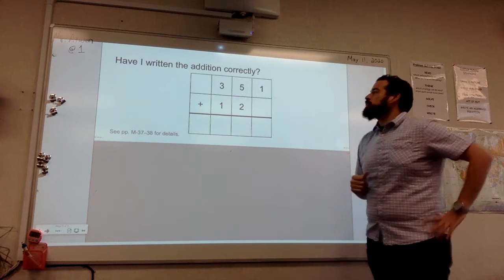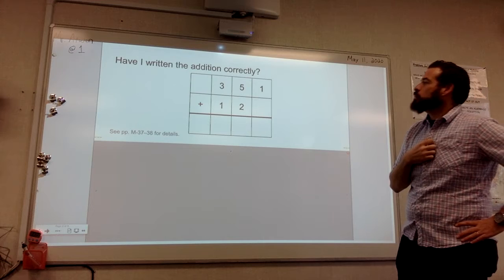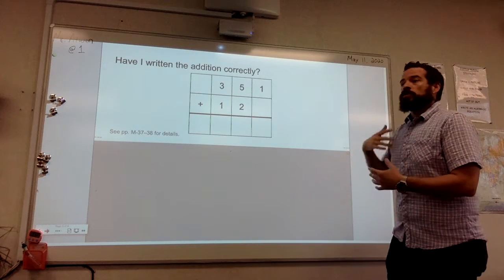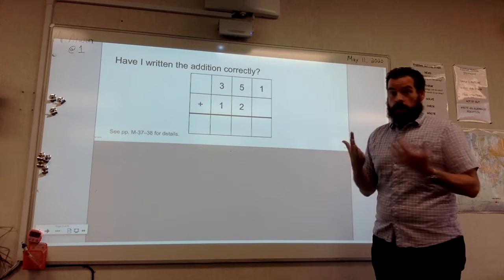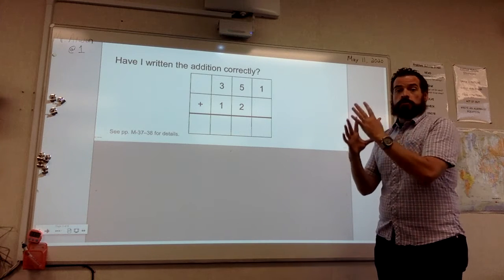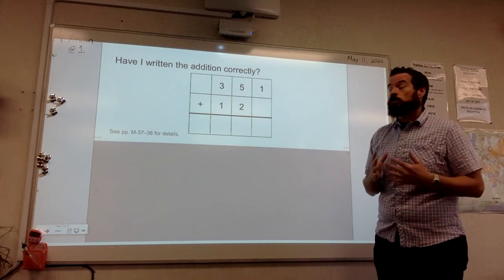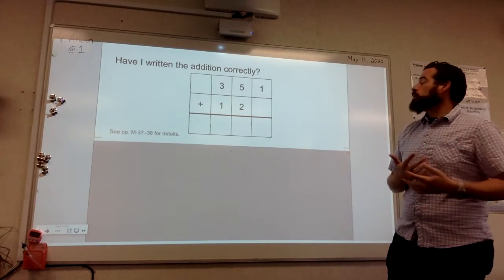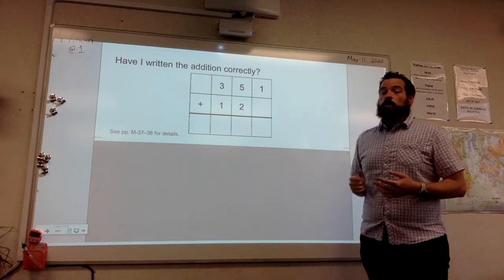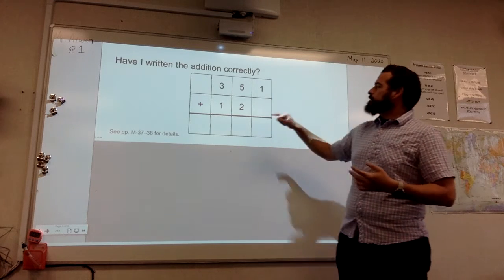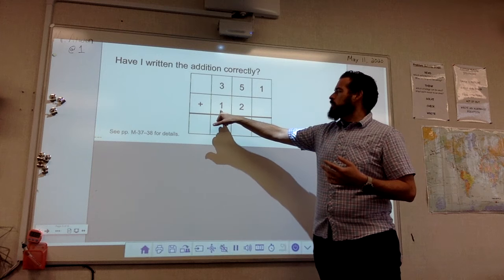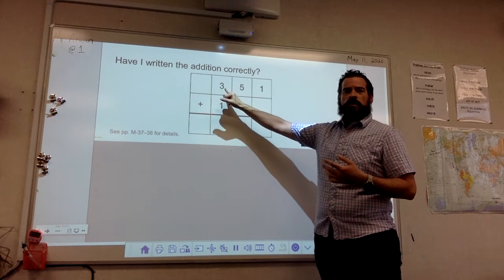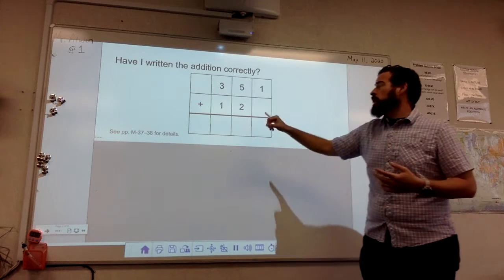Have I written the addition correctly? And you see 351 plus 12. You notice too, this is in a grid. So if you have grid paper at home, sometimes it's helpful just to make sure that you're lining up your columns correctly, that you get your place values all lined up, because that will ensure that you do not make mistakes. So I look at this, and if I'm looking here, that's my tens, that's my ones, but in here I've got my hundreds, tens, and ones.